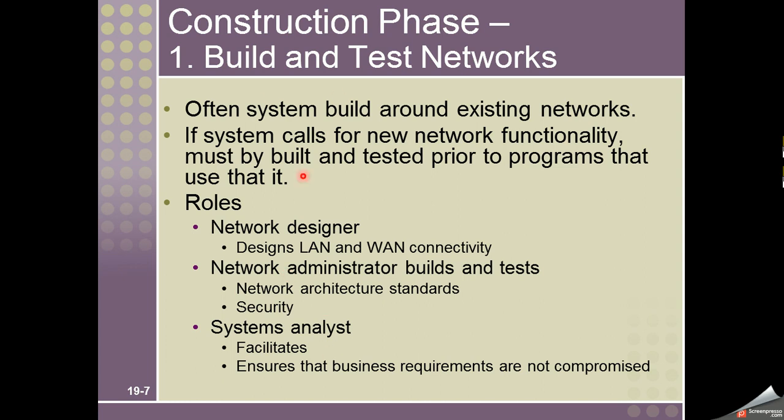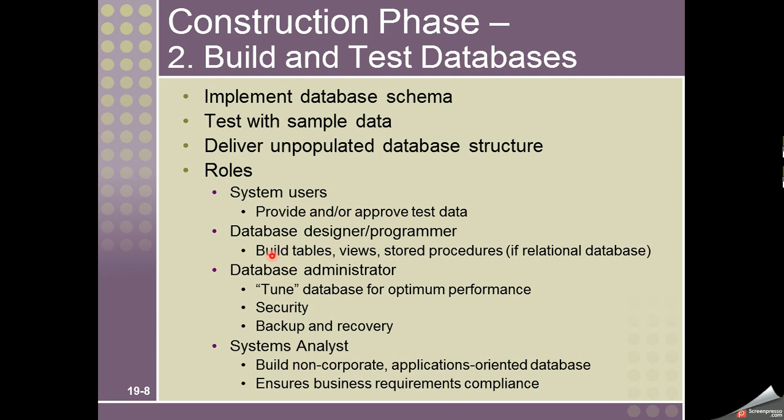So as we discussed before, first of all, we build and test network. Okay, we have discussed the details. The roles of different people are also given here. We build and test the database. Okay, we implement the database schema, we test with sample data, and we deliver an unpopulated database structure.